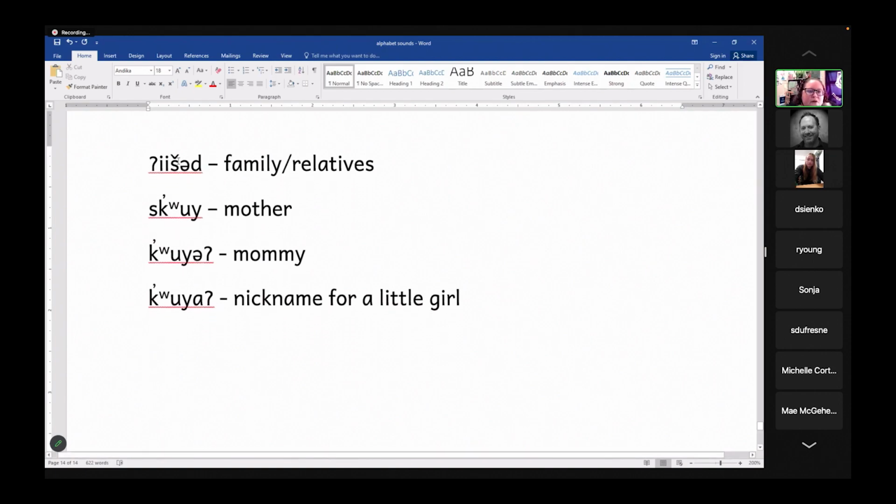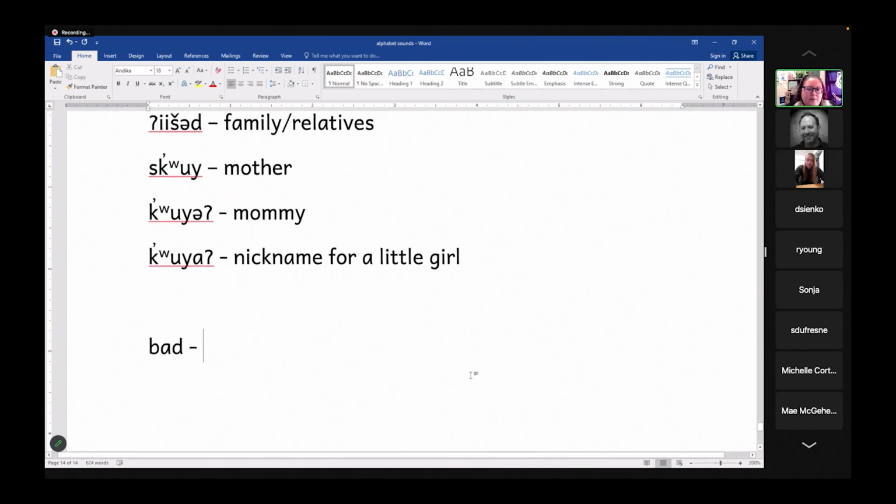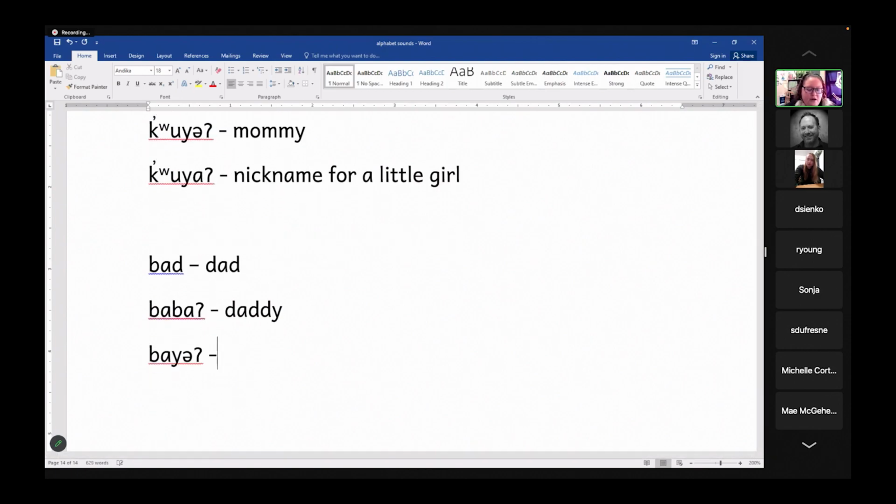So let's go over what we have so far. Ishud, ishud, or a should, skoi, koya. Now, let's move on to bod, which we used as an example when we were doing our vowels. Bod is dad. And then we have baba, which is daddy, and baya, which is also a word for daddy. Here's two of them. So bod, baba, baya.